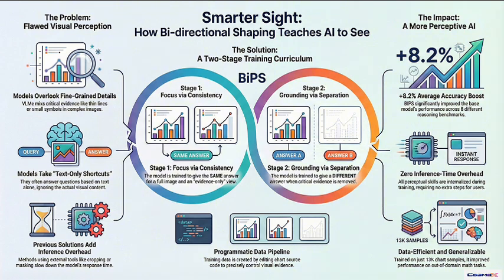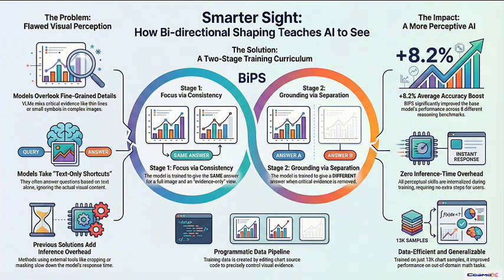But hold on, what if the model is just cheating? It could still rely on text labels or context clues to get the right answer, even if it didn't actually look at the right line. How do you prevent that? That is the perfect question. And that's exactly what the second stage, the separation stage, is for. It's the cheating test.